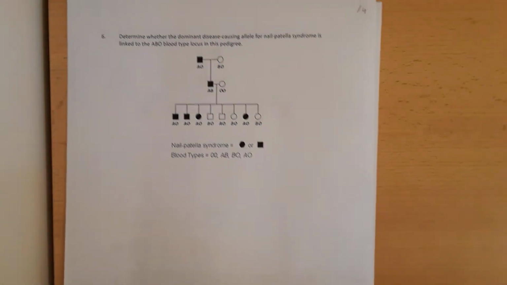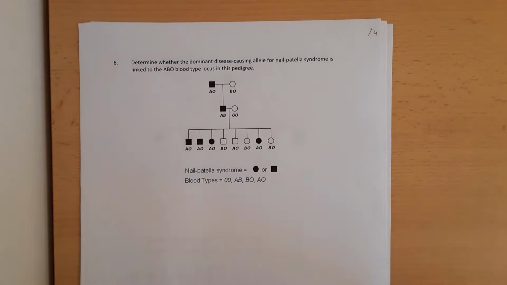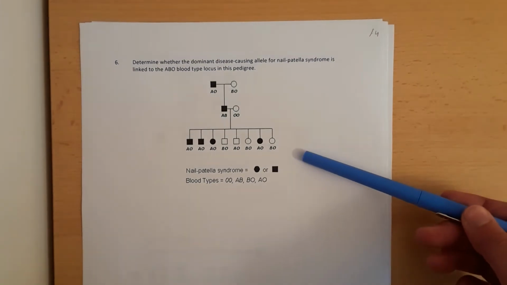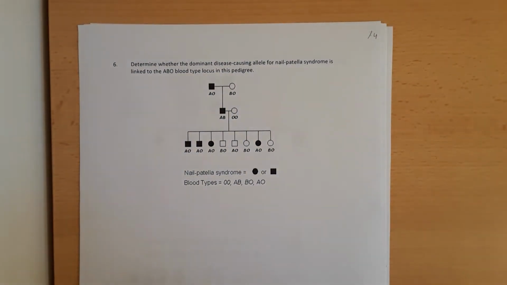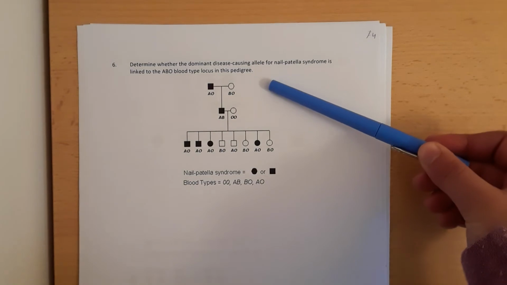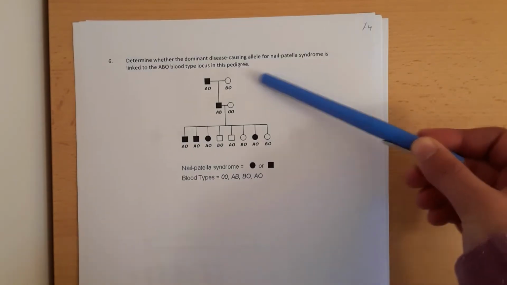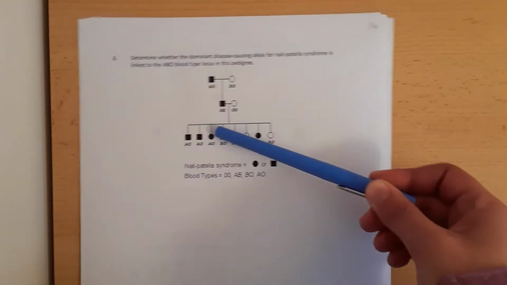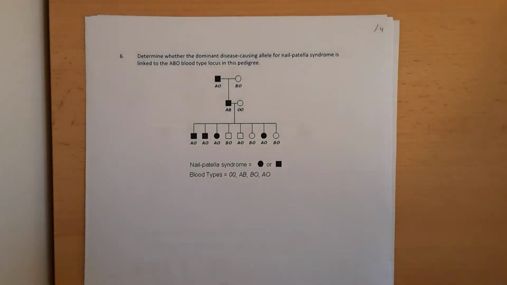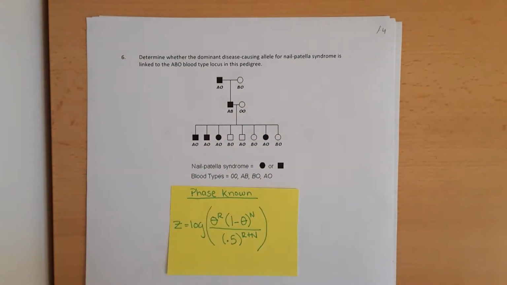Let's try to solve this problem. So we have to ask ourselves, is this phase known or phase unknown? And to me, it looks like it's going to be phase known because nobody is deceased in the family. And we have the first generation parents having one child and then that child having a bunch of kids. So this looks like phase known. So let's see if we can solve this.